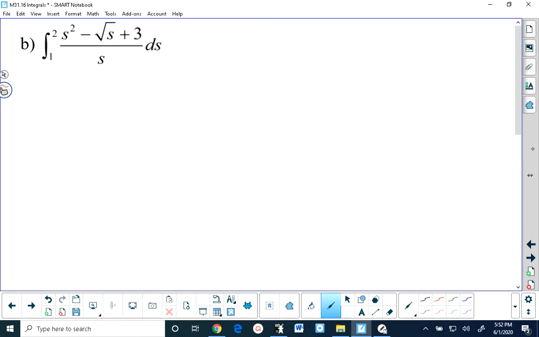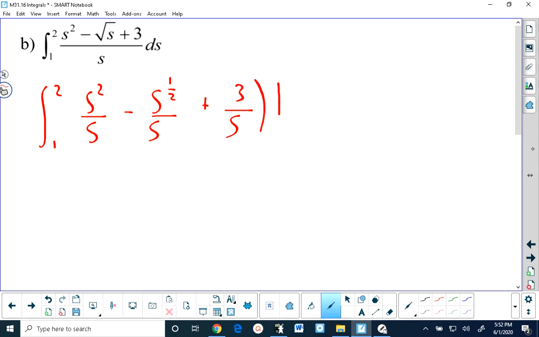All right, in the final example, what you're going to have to do here is rewrite this integral as s squared over s minus s to the half over s plus 3 over s ds. Because the integrand before you do that is a rational expression, and you don't have a method for anti-differentiating a rational expression.